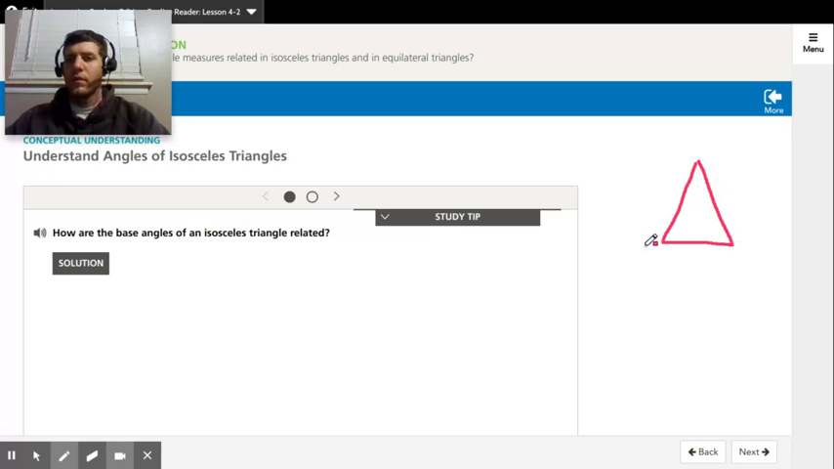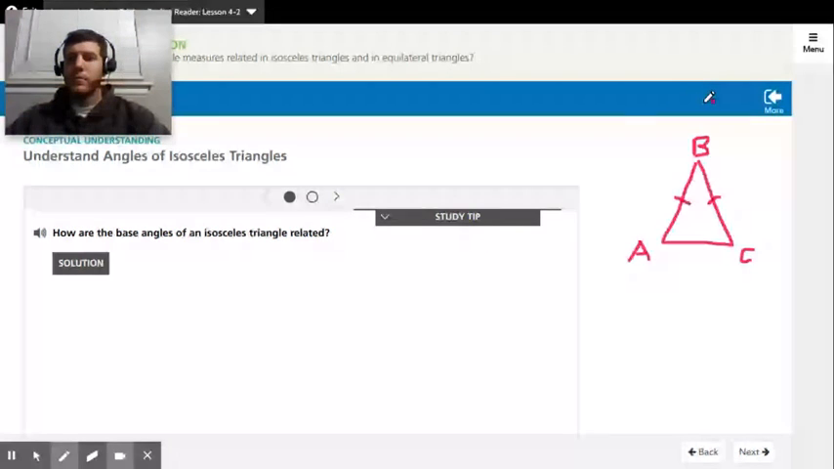So if we have triangle ABC, and if two of the sides are the same length, so if two sides are congruent, so for example, if AB is congruent to BC, then we have an isosceles triangle. Okay, so the question is asking us, how are the base angles related? The base angles are the angles that are opposite the two congruent sides. So our base angles in this example would be A and C, and we want to know how they're related.